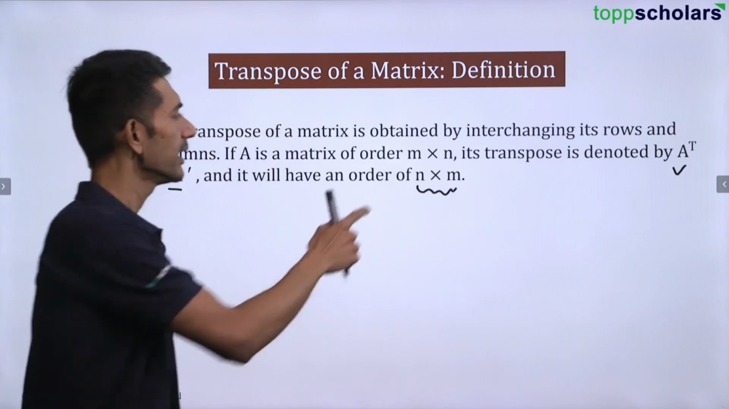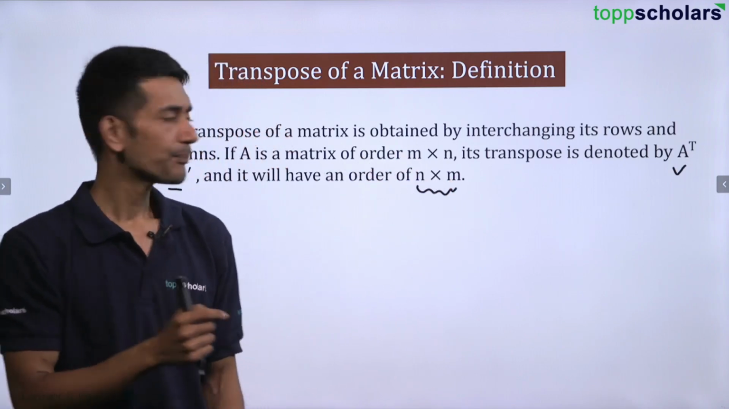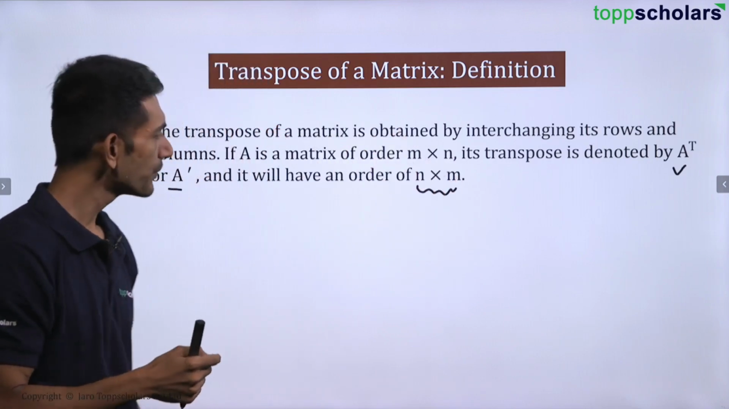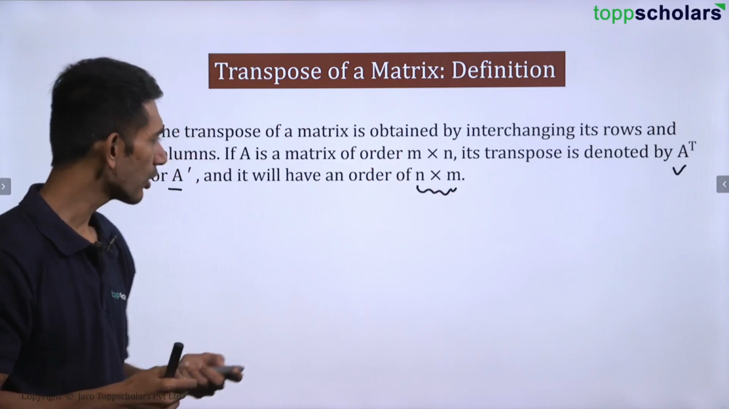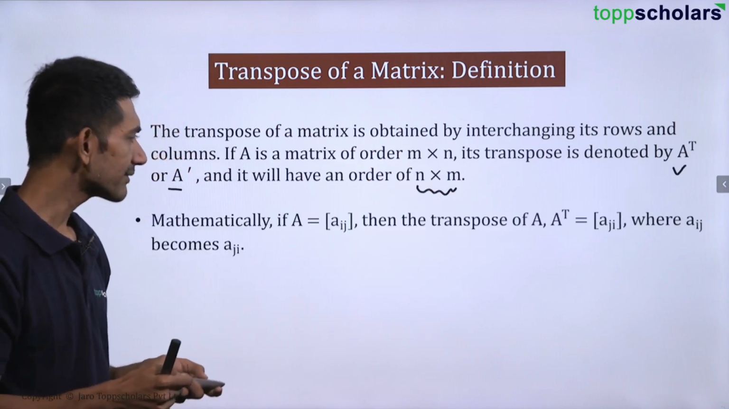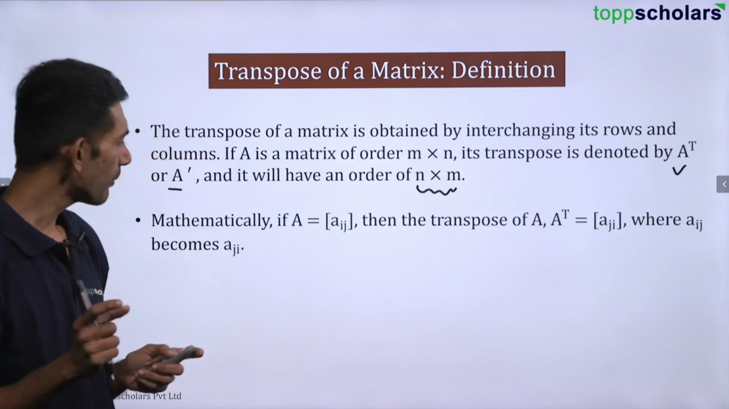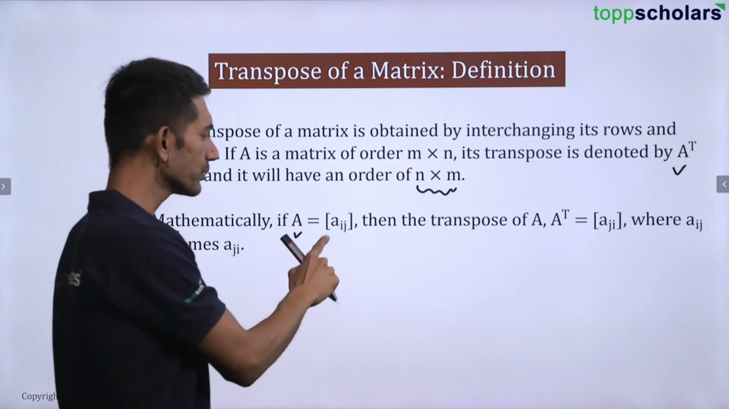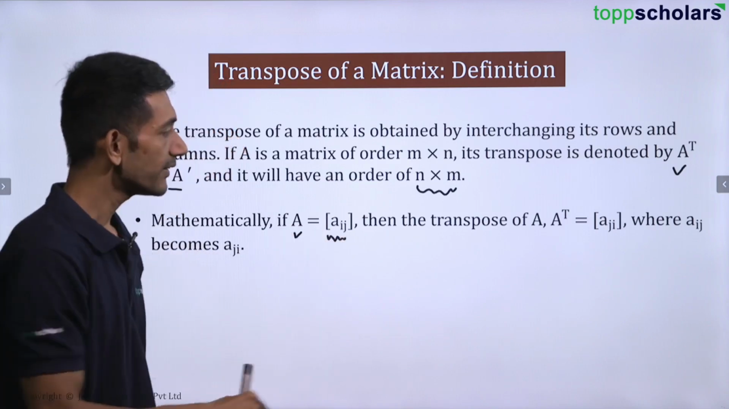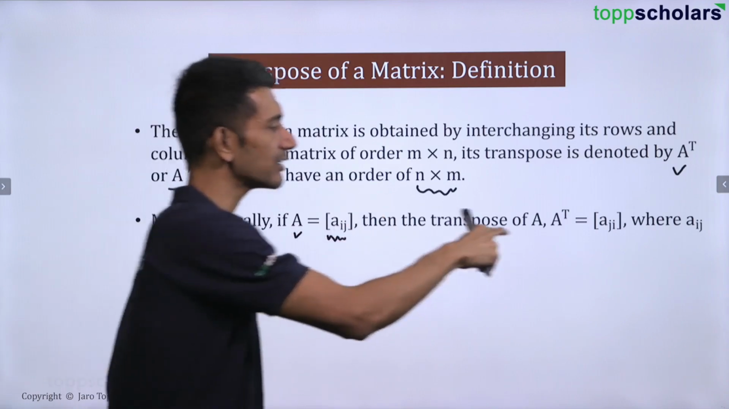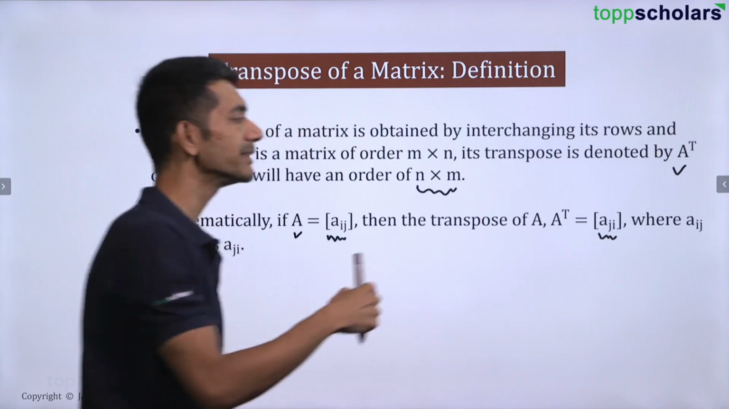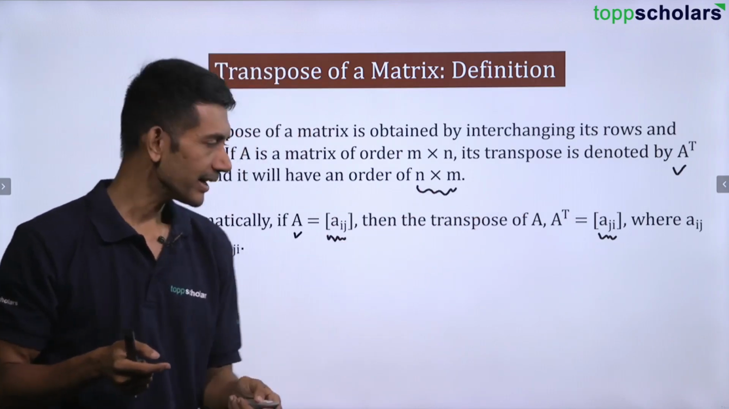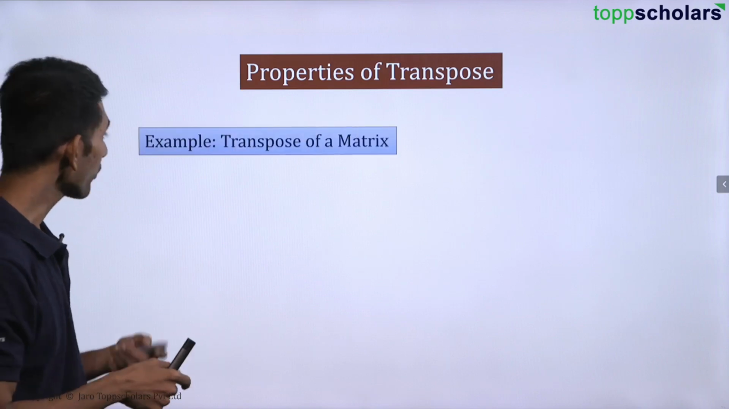Obviously, m rows will become n columns, and n columns will become m rows, right? So rows are interchanging with columns. So let us have a look at an example and also the general form of how we write it. Mathematically, if A is a matrix whose elements are Aij, then the transpose of A, that is A transpose, has the elements Aji. I becomes J, J becomes I, right? So let us see some properties of transpose.